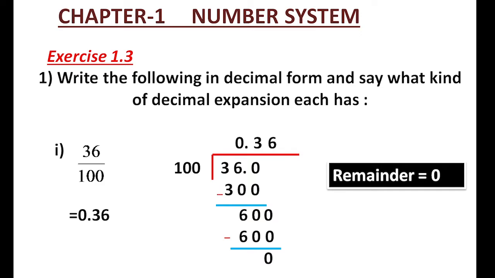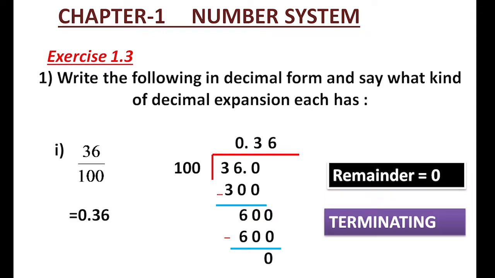Now second part, we have to find which kind of decimal expansion it is. Here the remainder is 0, so it is terminating. Terminating means ending. The quotient is ending. So it is terminating. Wherever the remainder becomes 0, that quotient will be terminating.